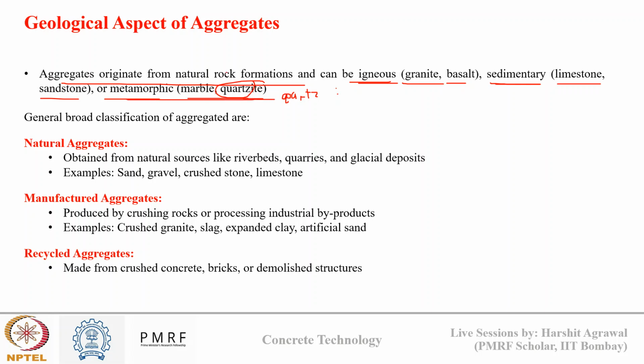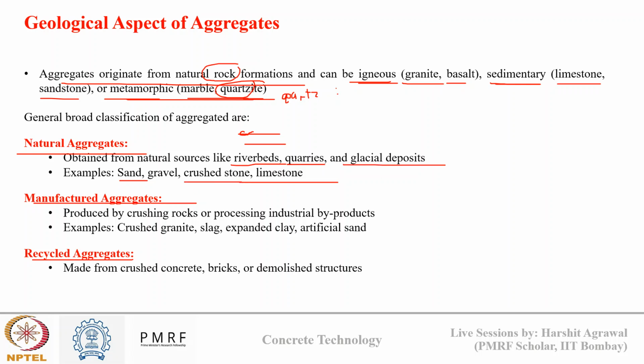Okay, so apart from the source of rock, other broad classification of aggregate includes natural aggregates, manufactured aggregates, and recycled aggregates. So these are also different sources from where we are getting aggregate. Natural means those which are obtained from natural sources like river beds. In a flowing river, the depositions that happen on the river bed, that sand we use as fine aggregates. Then there are quarries and glacial deposits which are also used as crushed stone and limestone aggregates.